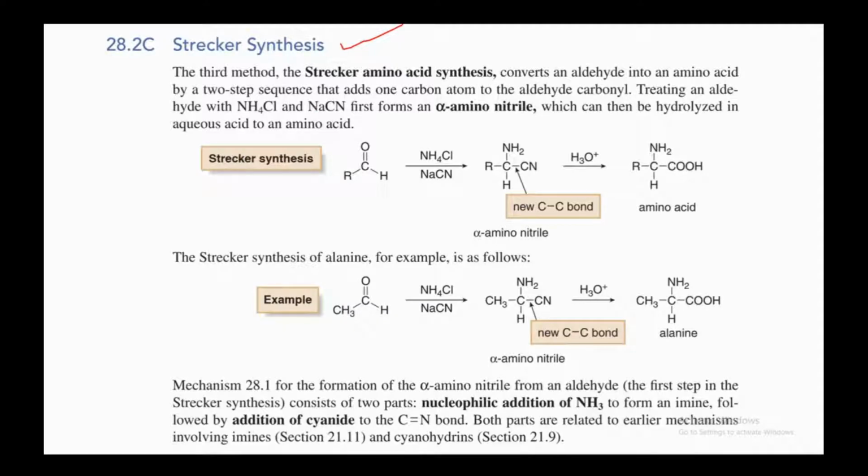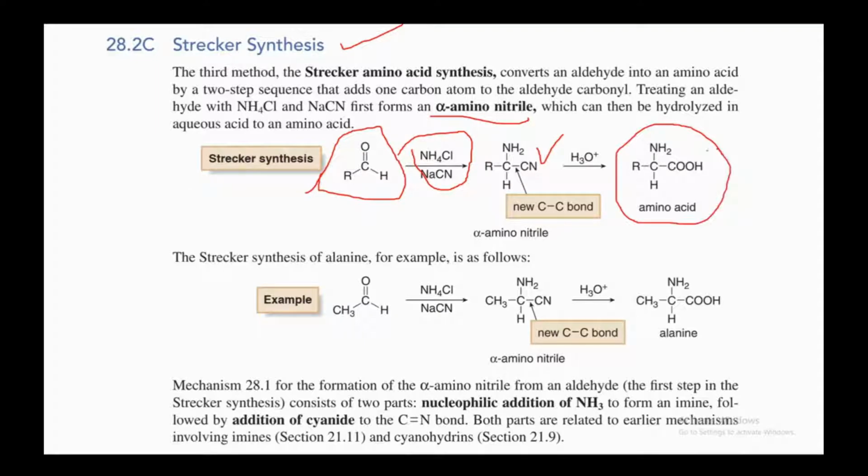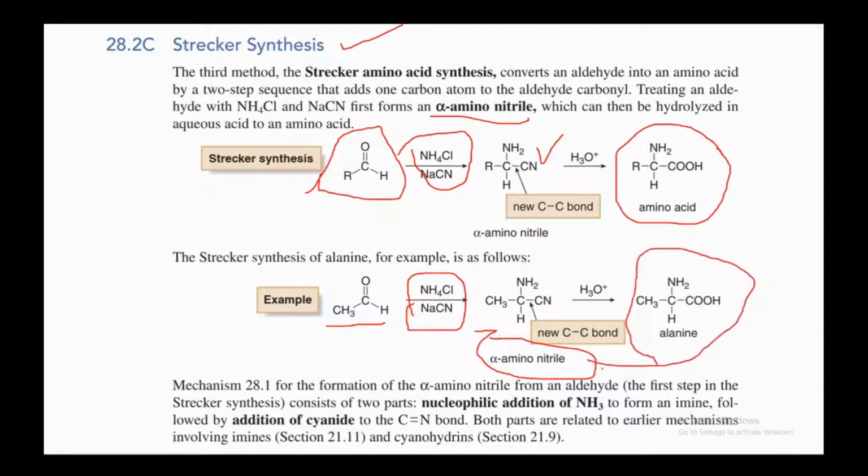Treating an aldehyde with ammonium chloride and sodium cyanide first forms an α-amino nitrile, which can be hydrolyzed in aqueous acid to an amino acid. So this is the aldehyde, this is ammonium chloride and NaCN to form this α-amino nitrile, which upon hydrolysis gives you the amino acid. The Strecker synthesis of alanine, for example, is as follows. This aldehyde reacts with this group to give you the α-amino nitrile, and in the last step, by the hydrolysis of cyanide, it gives you the alanine.